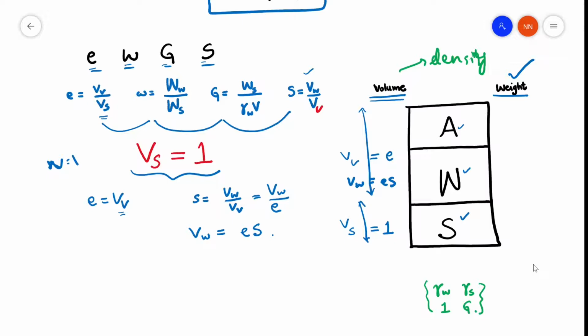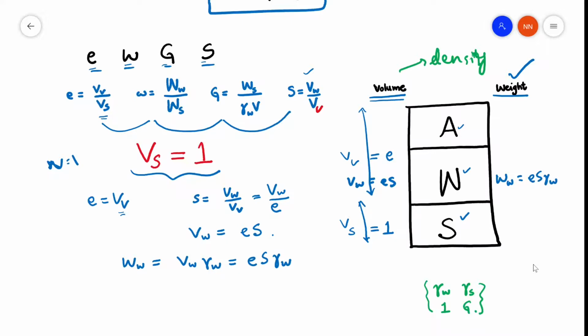So now let's try to calculate the weight of the water first. What should the weight of water be equal to? It should be the volume times the unit weight. So it should be Vw times gamma W. So this becomes ES gamma W. Nice. So now let's fill this in over here. So this is ES gamma W.